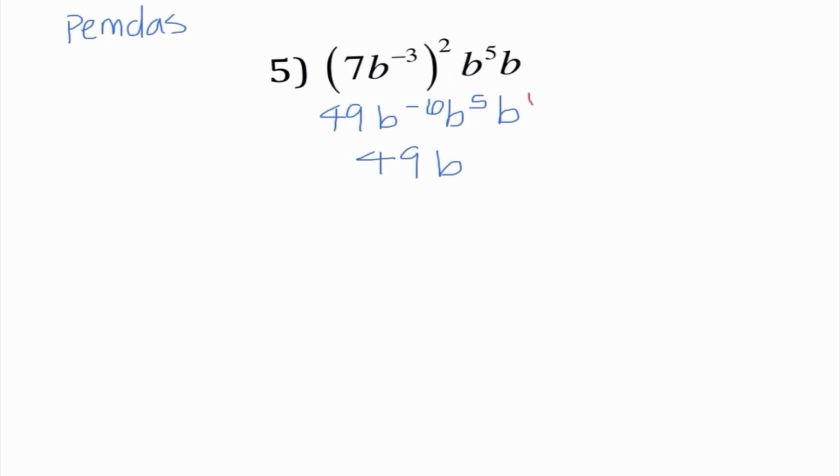It might help if I just write in a 1 just so I know what that is. When I add negative 6 plus 5 plus 1, I get 0. So I know that anything to the 0 power is 1. So my answer here would just be 49 because 49 times 1 is 49.